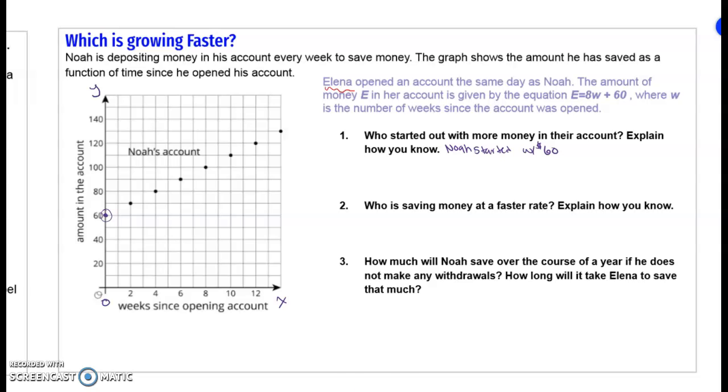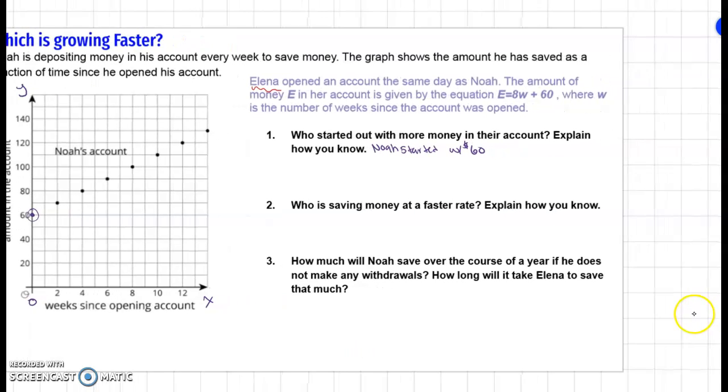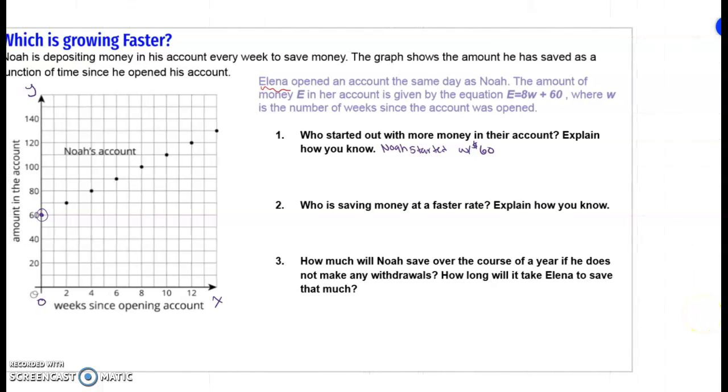Alright, so now we're going to figure out what Elena did. So we have her equation right here. It's E equals 8W plus 60. Alright, so how we can figure out at week 0 how much she started with, all we need to do is put a 0 in for W. So meaning 8 times 0 plus 60, anything times 0 is 0. So it looks like Elena also started with $60. So who started with more money in their account? Well, they both started with the same amount.